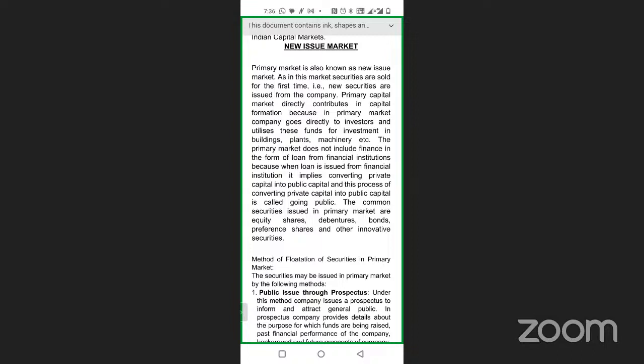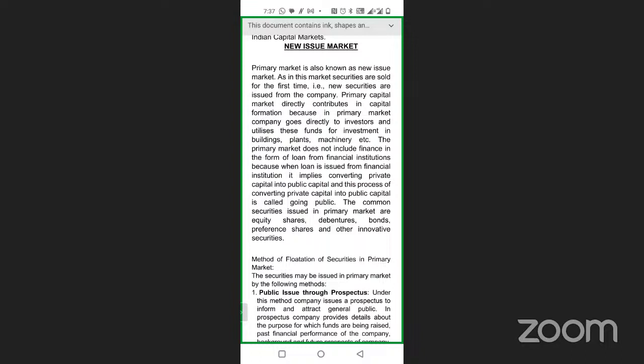What are the different types of capital market? I told you the capital market is divided into two parts. One is called primary market and the second one is called secondary market. Primary market is otherwise called the new issue market. First, the new issue market concept: what exactly is the new issue market?